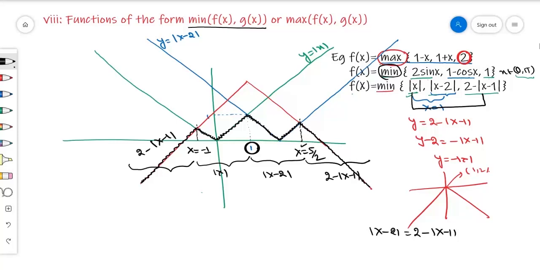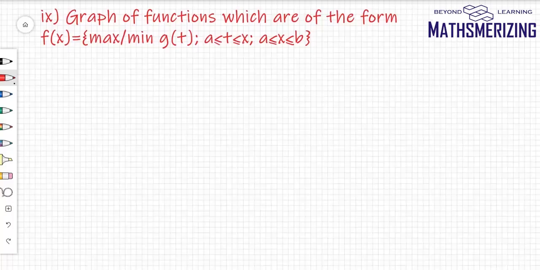Now the next transformation is to draw the graph of functions which are of the form f(x) equals either the maximum or minimum of some other function g(t) when t lies between a and x, when x lies between a and b. So this is generally not the way we represent our function, but there may be some problems where a function is expressed in terms of another function.